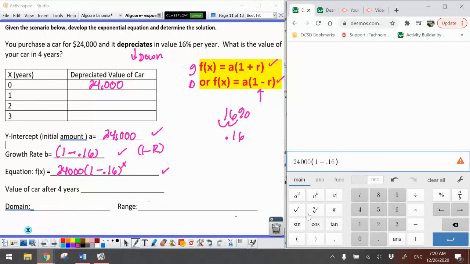Remember, you can do that 2 ways. You can either use your a to the b. And I'm going to start by putting in a 1. And I see that the value of the car is 20,160. So 20,160, which makes sense because the car is losing value. It's going to be less every single year. So I've lost a little over, or just about $4,000 in value of my car.